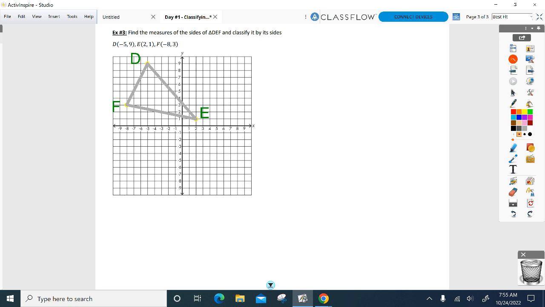Okay, here we go. Classify it by its sides, meaning, is this going to be equilateral, isosceles, or scalene? And we're not just going to look at this and take a guess and move on. How are we going to make sure if it's equilateral, isosceles, or scalene? I need to know all three side lengths, right? How am I going to figure out how long DE is, how long DF is? We're going to dig up an old reliable method from Unit 1.